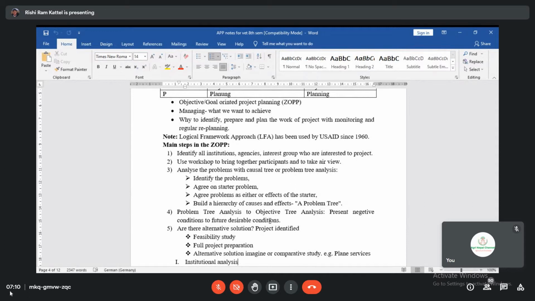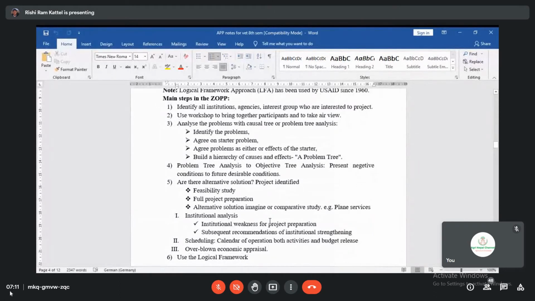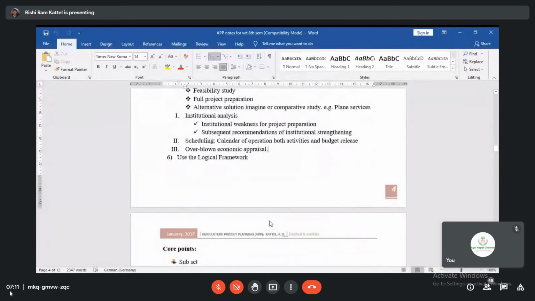After developing the problem tree, you have to convert the problem tree to an objective tree analysis, turning negative statements into positive statements, the present negative condition into a future positive or desirable condition. Then: are there alternative solutions? Project identification, feasibility study, full project creation, alternative solutions, or comparative study. And in institutional analysis, you can use institutional weakness for project preparation, with subsequent recommendations for institutional strengthening. Then you have to do calendar of operations, activities, and budget. Different economic approaches can be used, and at the end of the ZOPP approach, after problem tree analysis and objective tree analysis, you can use the logical framework.